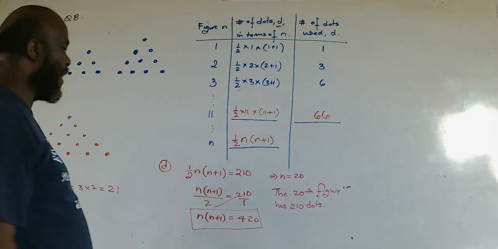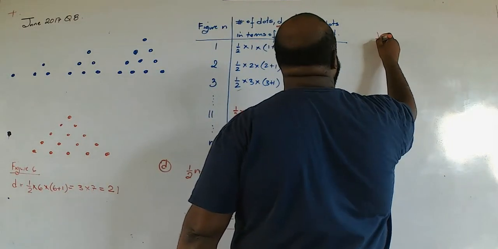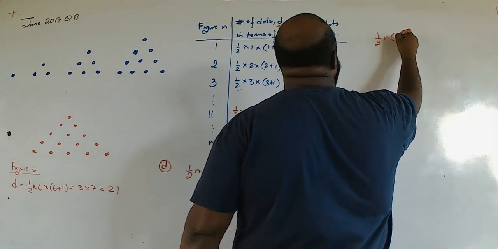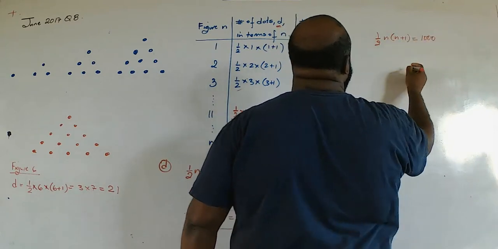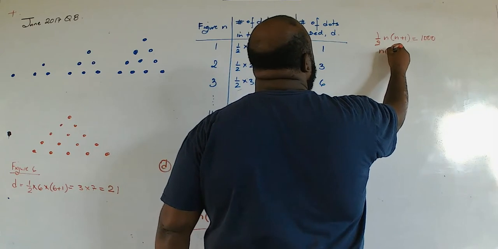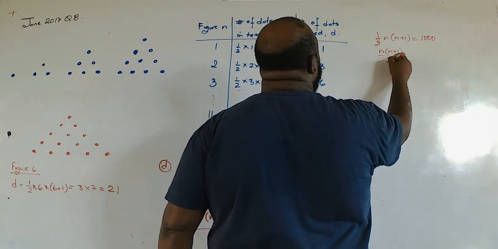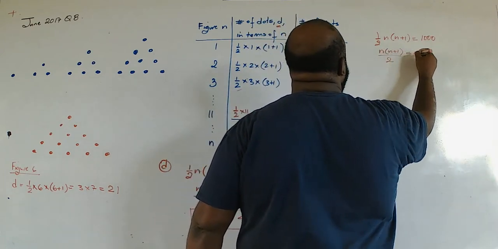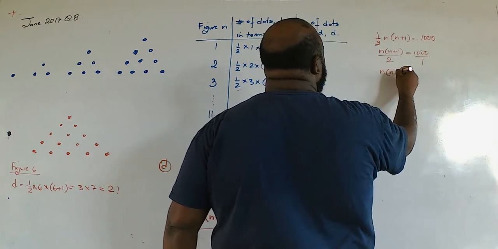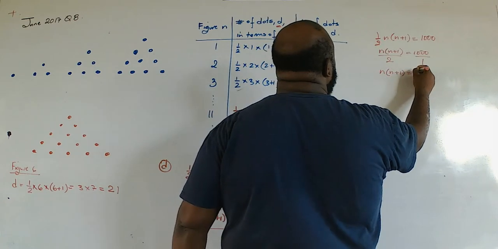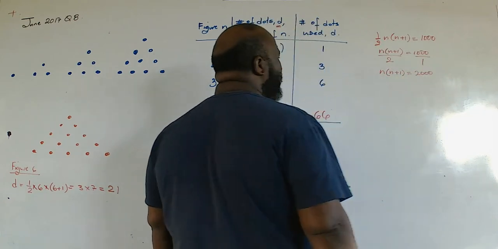So we have a half n times n plus 1 is equal to 1,000. This is n times n plus 1 over 2 is equal to 1,000. Cross multiply. N times n plus 1 is equal to 2,000. You agree? Yes, sir.